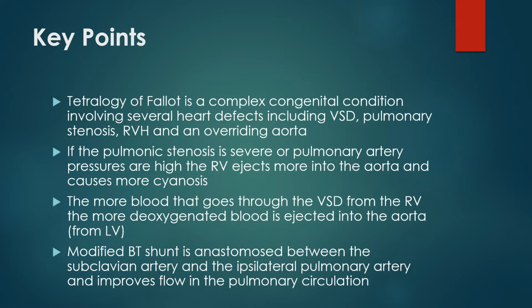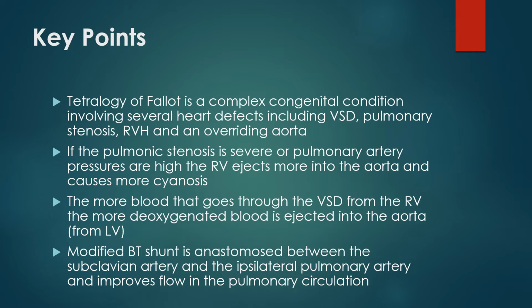So, key points over this section. Tetralogy of Fallot is a complex congenital condition involving several heart defects, not just one, including a VSD, pulmonary stenosis, right ventricular hypertrophy, and an overriding aorta, overriding the VSD. If the pulmonic stenosis is severe or pulmonary artery pressures are high, the RV ejects more blood into the aorta and causes more cyanosis. And the more blood that goes to the VSD from the RV, the more deoxygenated blood is ejected into the aorta from the LV with subsequent hypoxemia. These kids typically run around with a SAT of 70.